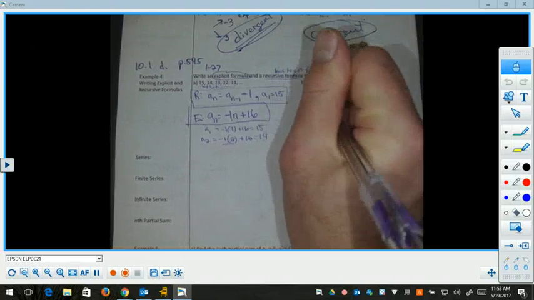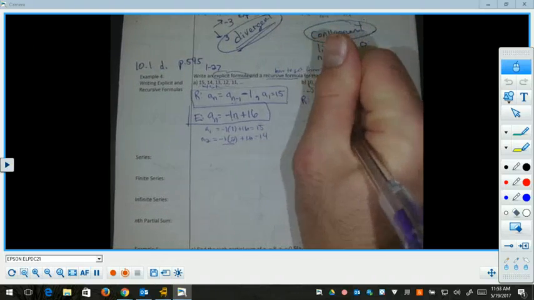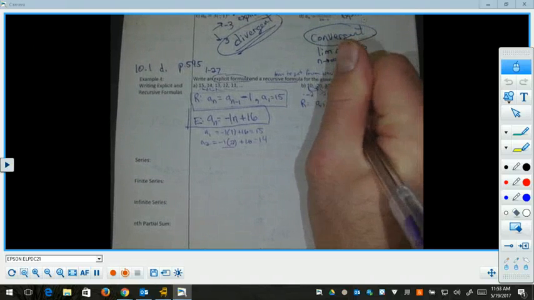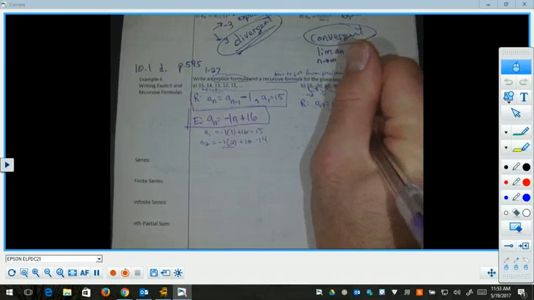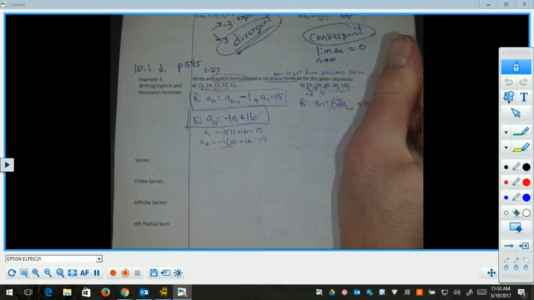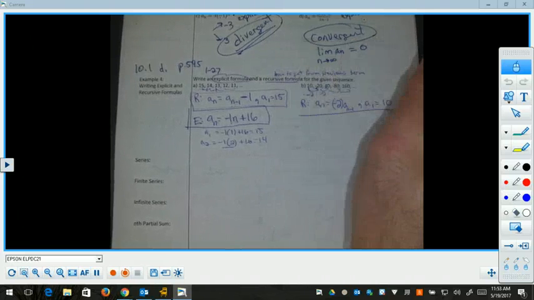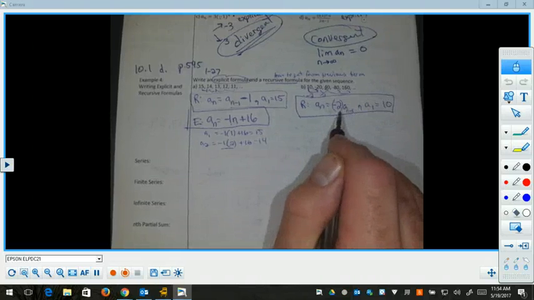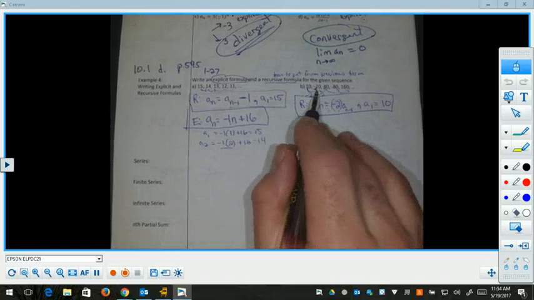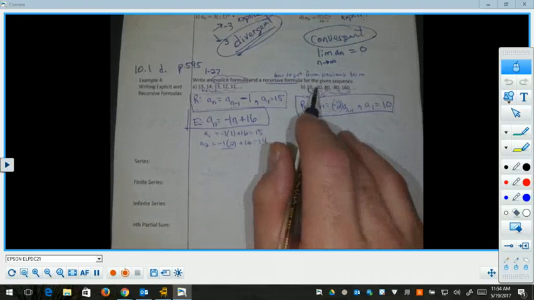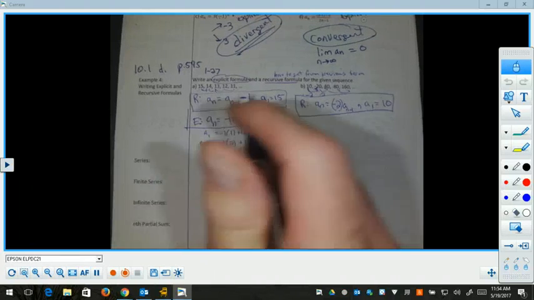So our recursive rule is a sub n equals negative 2 times a sub n minus 1, where the first term is 10. There's our recursive rule. It says, take the first term, times it by negative 2. Take that term, times it by negative 2. You want the third term? Go to the second term, times it by negative 2.